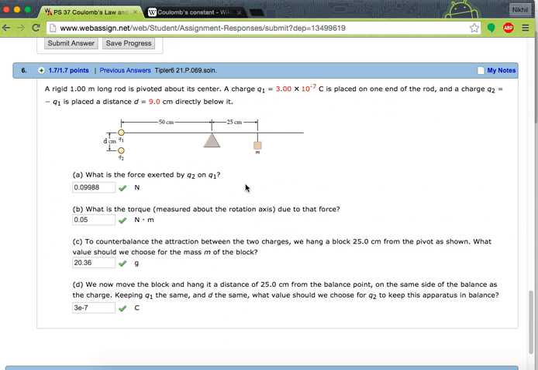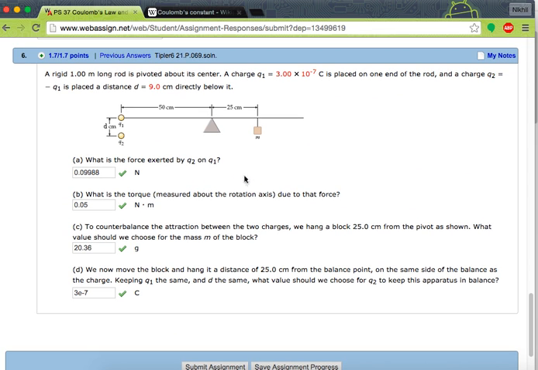So let me try to wrap up with question 6. Oh, this one's the torque. A rigid 1 meter long rod is pivoted around its center. A charge Q1 equals 3 times 10 to the minus 7 coulombs is placed on one end of the rod, and a charge Q2 equal to minus Q1 is placed distance 9 centimeters directly below it. So, how do we do this problem?